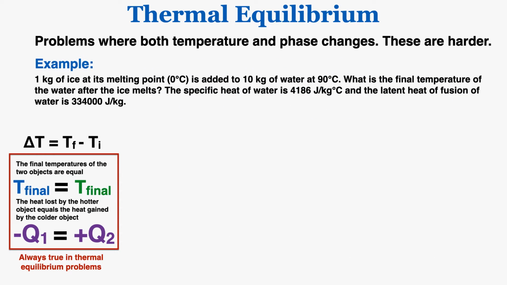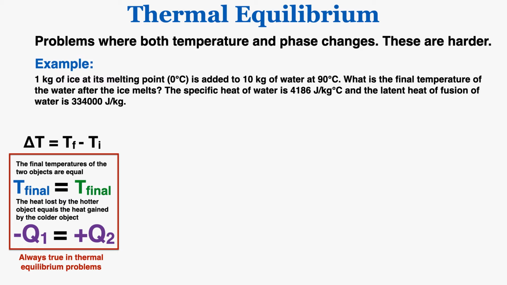I'll now do one example where both temperature and phase change. These are definitely harder. 1 kilogram of ice at its melting point, 0 degrees Celsius, is added to 10 kilograms of water at 90 degrees Celsius. What is the final temperature of the water after the ice melts? The specific heat of water is 4,186 joules per kilogram degree Celsius, and the latent heat of fusion of water is 334,000 joules per kilogram.